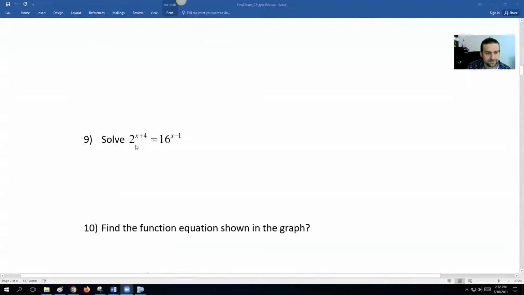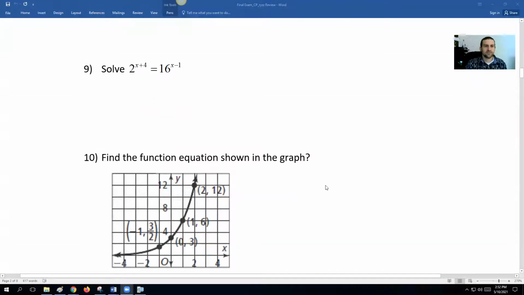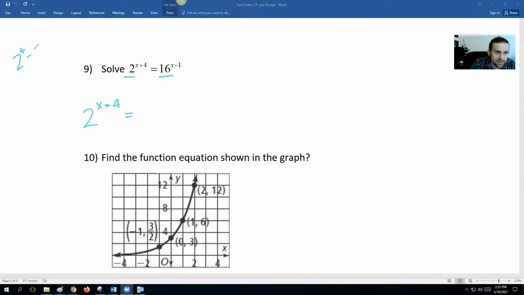Okay, those are fun ones. All right, next, how do we solve this problem? When we have exponential values, what we want to do is get common bases here. The common base we can do with 2 is just 2. So what's 16? You didn't know. 2 to the 4th power is 16. So we can change this to 2 to the 4th power to the x minus 1 power.